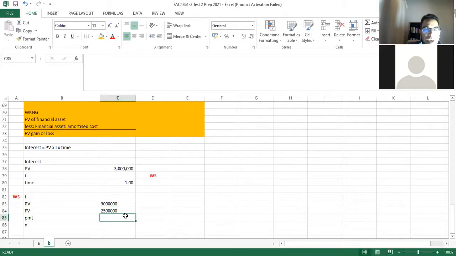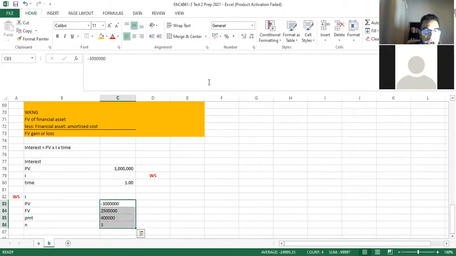The payment is your coupon payment. The coupon payment they told us is 400,000 Rand. Remember, PV and FV must be in the opposite direction. I always just keep PV negative. N is the number of periods. We took this out on 1 January 2017 and we're going to redeem it on 31 December 2019. So year 1 is 2017, 2018, 2019. So it is 3 periods.